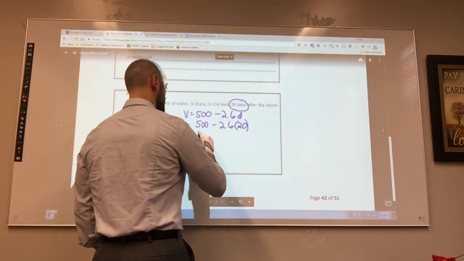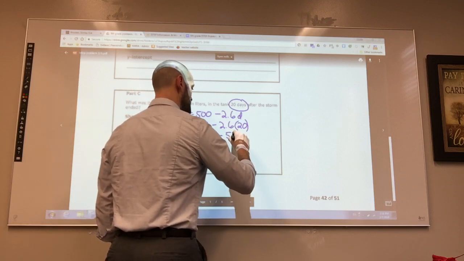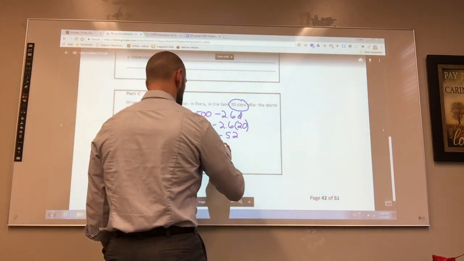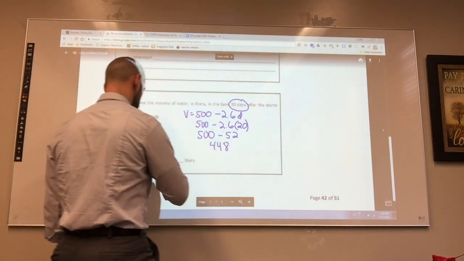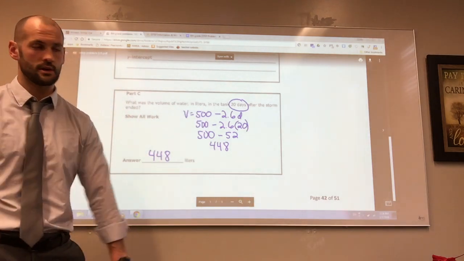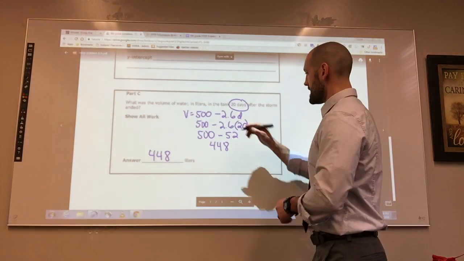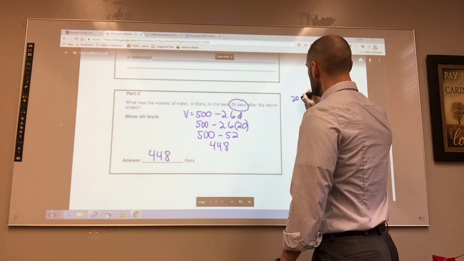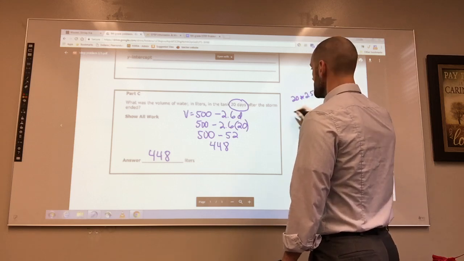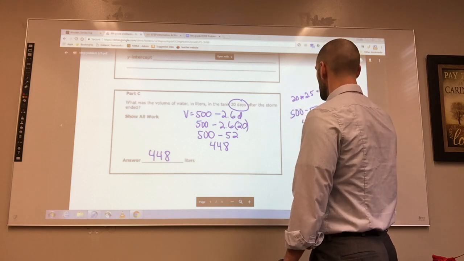Multiply, we get 500 minus 52. Do simple subtraction, you get 448. Pretty easy if you had your equation set up correctly, okay? I know a lot of students may have done guess and check. I had one student who just off to the side wrote 20 times 2.6 equals 52, and then they took 500 minus 52, and then they got 448.